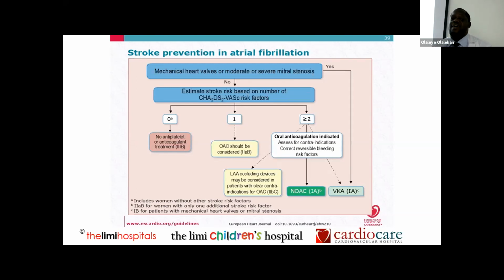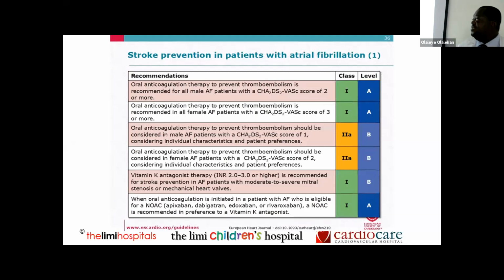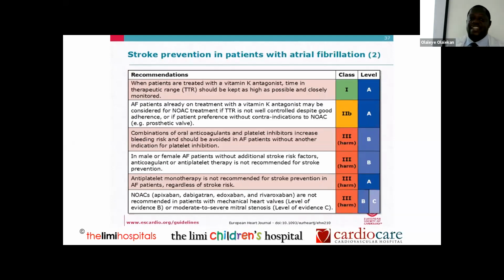But a patient that has atrial fibrillation secondary to moderate to severe mitral stenosis or mechanical heart valves should be on warfarin. It's a class 3 recommendation that you don't give them oral anticoagulant. And this is just saying the same thing I've mentioned. But the take home is in the class 3, the harmful.